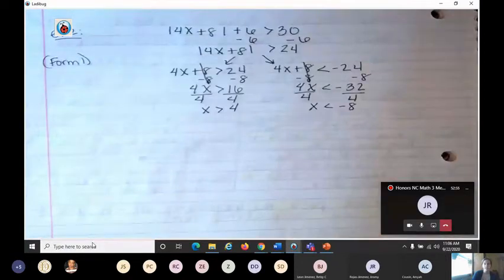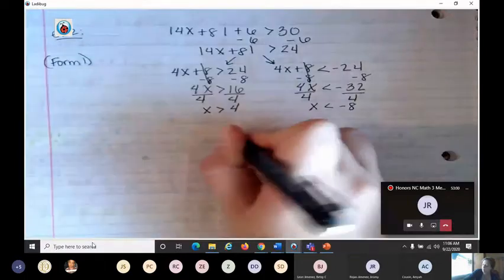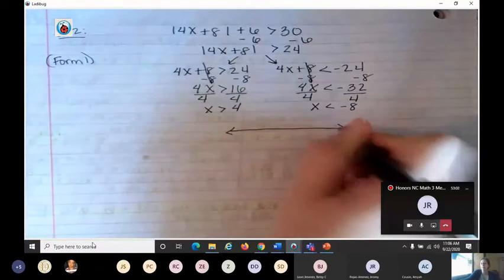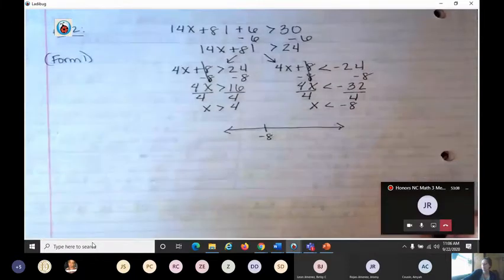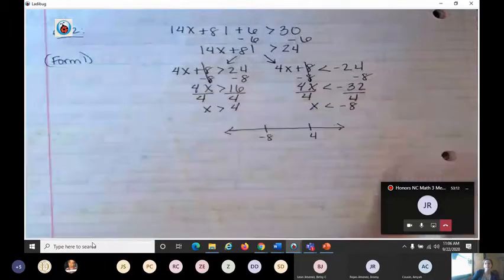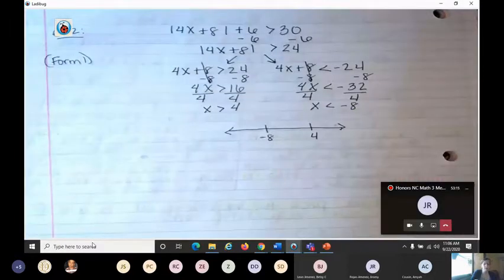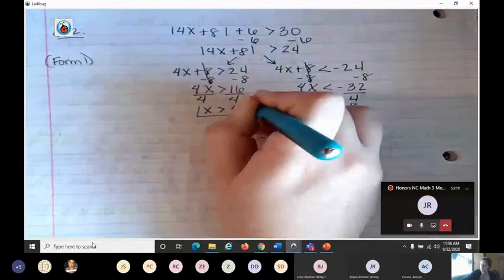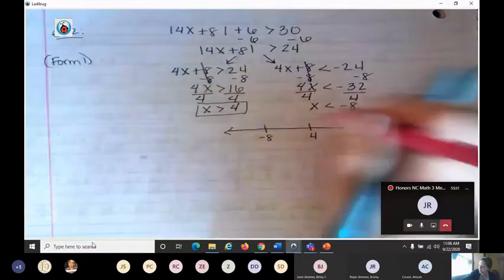Okay, so these are both solutions, and I want to put these on my number line so I can see and I can visualize where these are. Negative 8 is the smaller value, so I'm going to put it on the left-hand side. 4 is the bigger value, so I'm going to put that on the right-hand side. And I'm going to box these in with 2 different colors so that you guys can see where I plotted each of these inequalities.